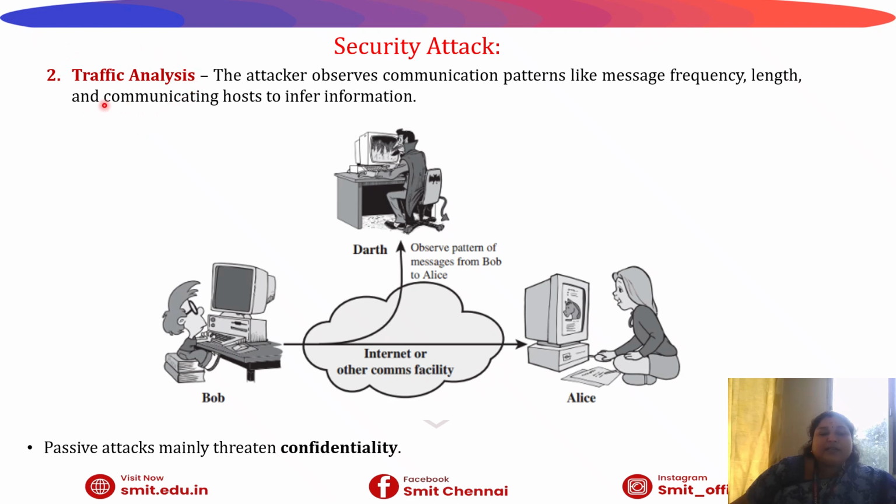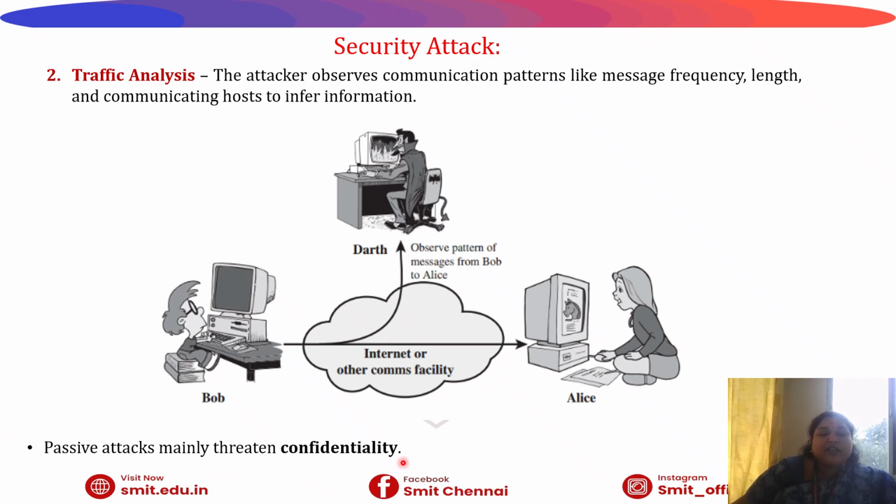Next one is traffic analysis, which also comes under the passive attack. The attacker observes communication patterns like message frequency, length, and communicating hosts to infer information. In the given example, Bob just sends the message to Alice, but the attacker just sees the pattern of Bob, how he is sending messages and in what way. He just observes the pattern of messaging and then uses the information. He's not sending back any message to Alice. He is just reading the nature and characteristics of how Bob is sending the message. He's just observing.